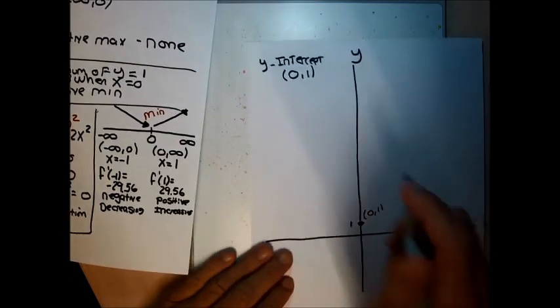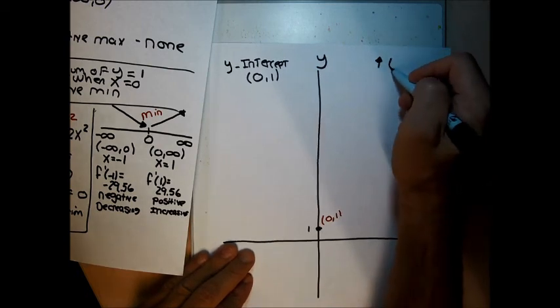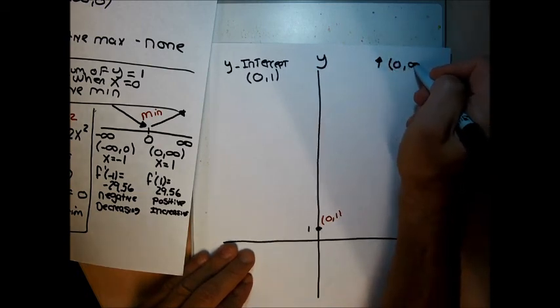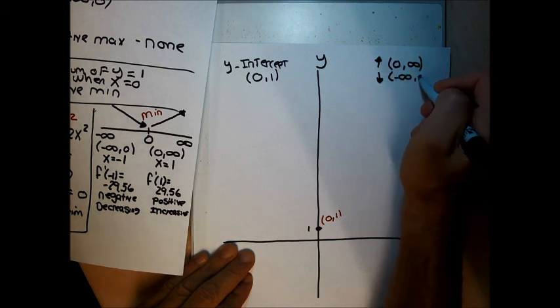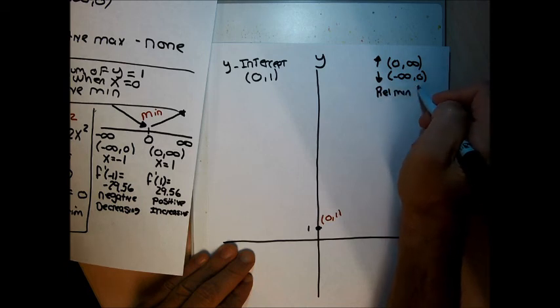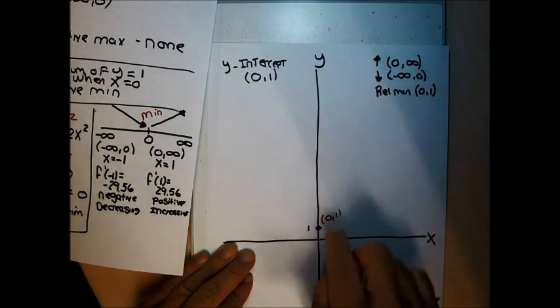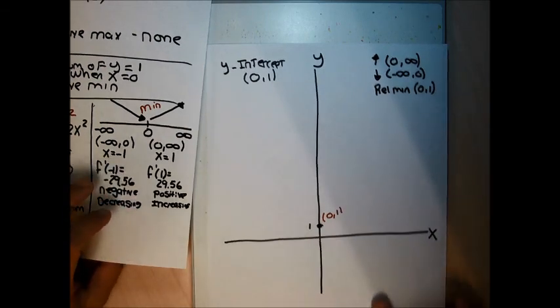On my sheet here, I'm going to just emphasize to myself on my graph that it's increasing from 0 to infinity, and it's decreasing from negative infinity to 0, and we have a relative minimum at the point (0, 1). I've already plotted the point (0, 1) because it's a y-intercept. I don't need to replot it.